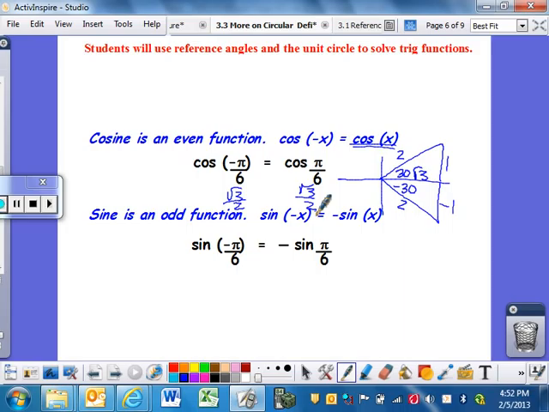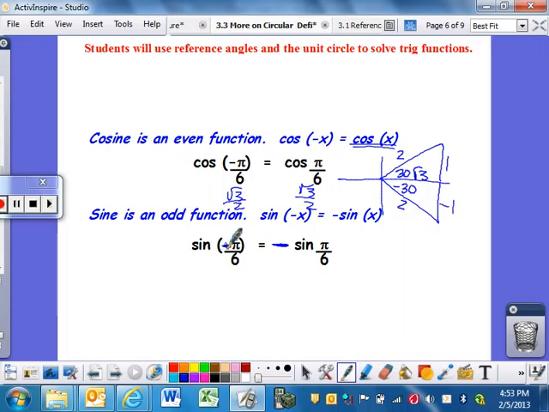Whereas sine is actually an odd function. If you look at sine negative theta, it's equal to the negative, or change the sign, of the positive angle. So you're going to be able to use those relationships every single time it's on the salmon sheet. Just don't freak out if you see a negative angle. You're able to use these opposite things.